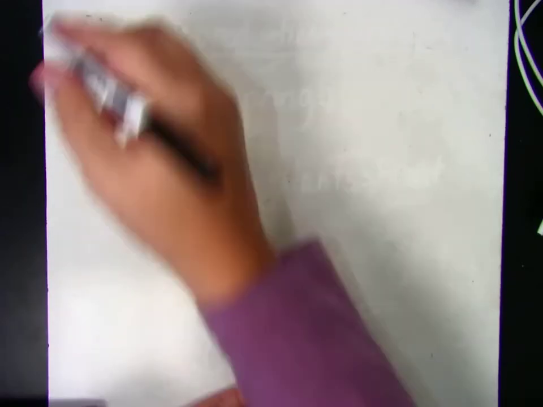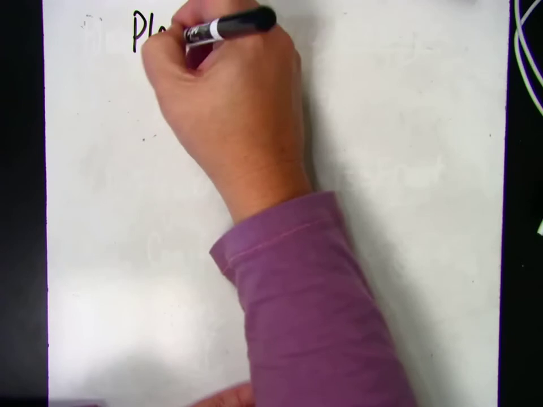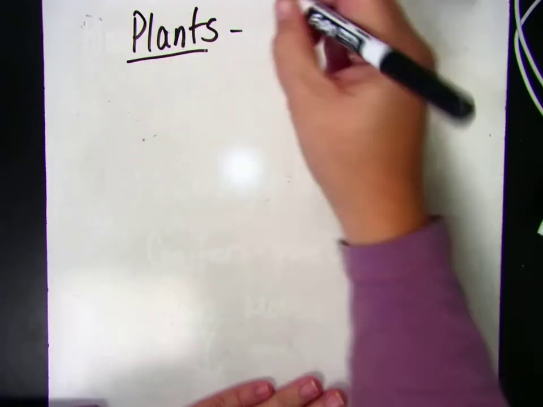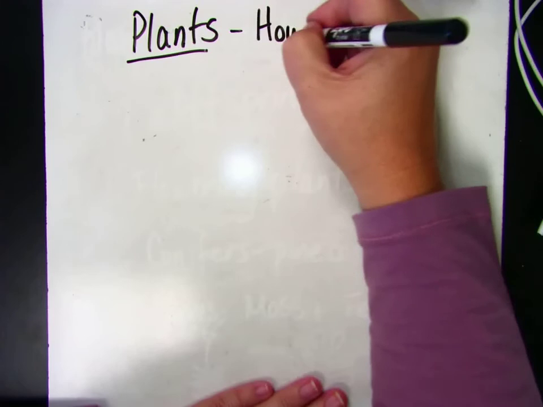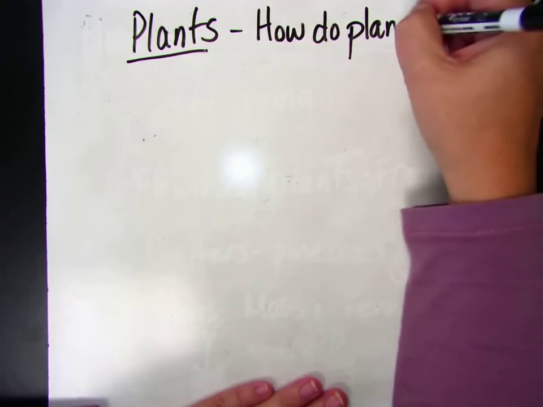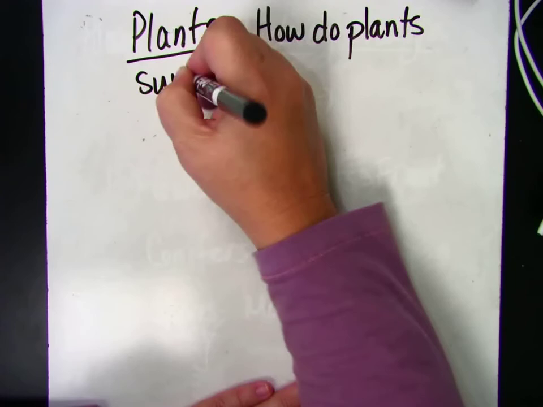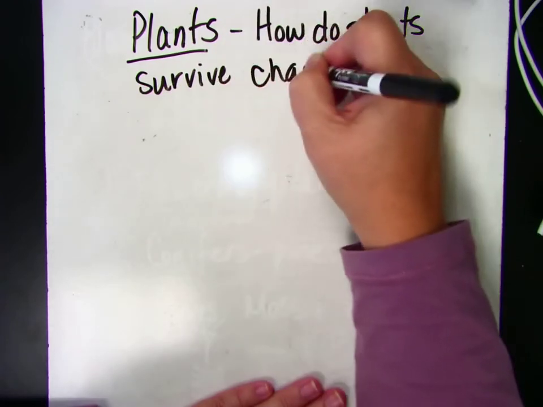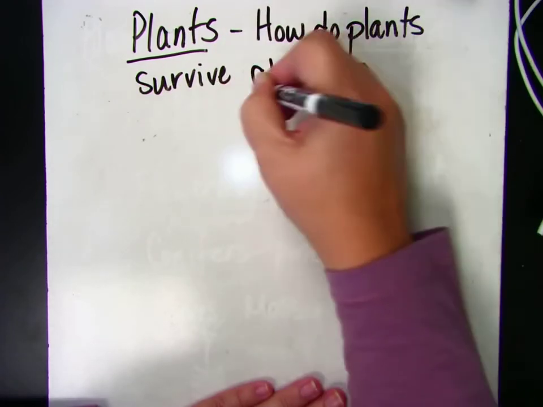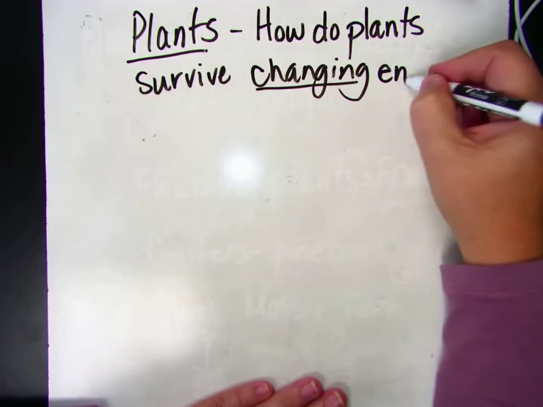Okay, our question that we're going to answer is, how do plants survive changing environments? And we have to think about, outside of Florida, most places have changing environments over the course of a year. The environment changes as the seasons change. So what we're going to talk about is plants and how they survive changing environments. That's just the area around them that changes.